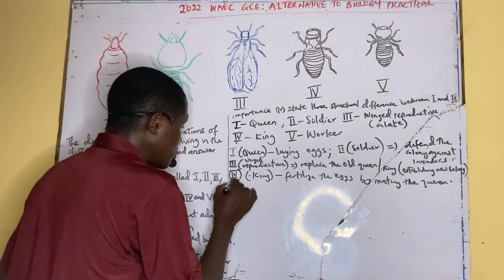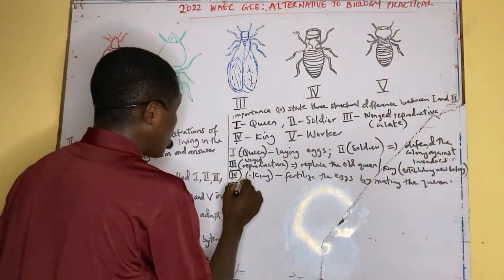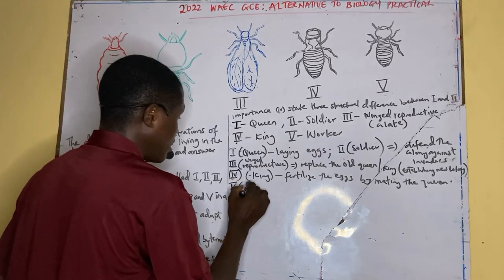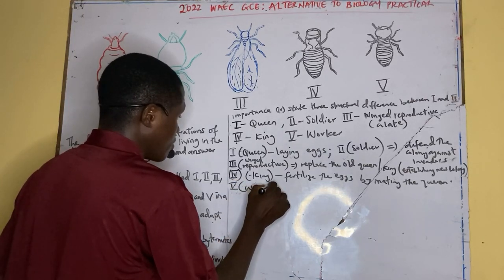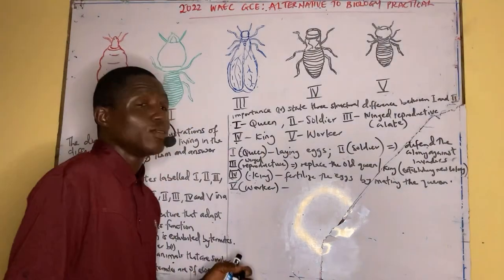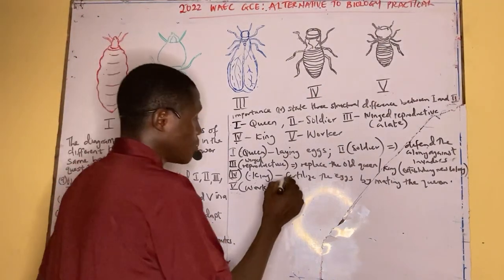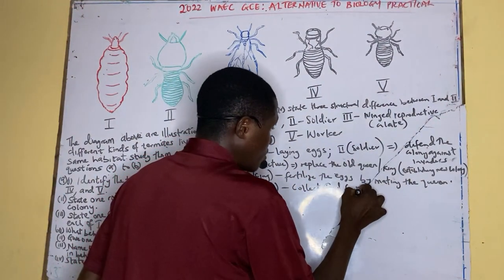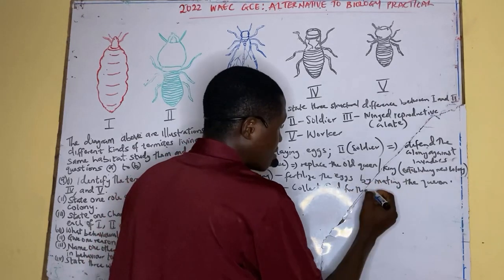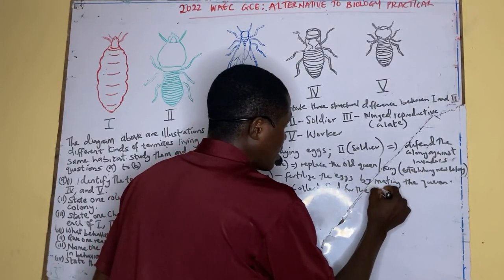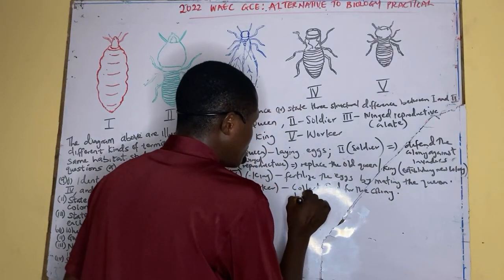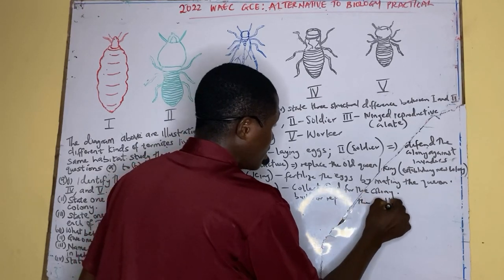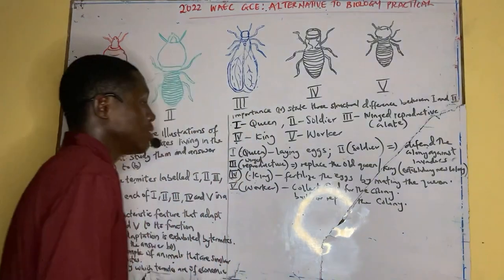So we have the last one, which is the worker, Roman figure 5. These ones are the ones that collect food for the colony. That is, they are gatherers. They gather food for the colony. And also, they build or repair the colonies. They are doing that.